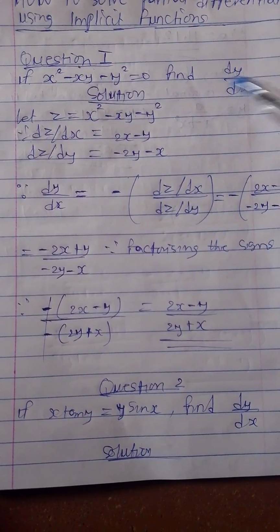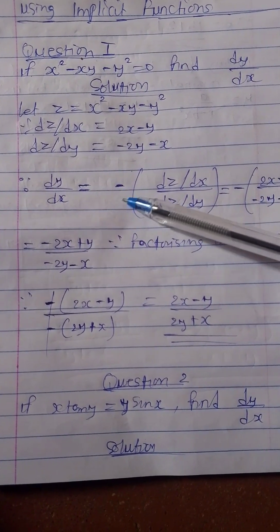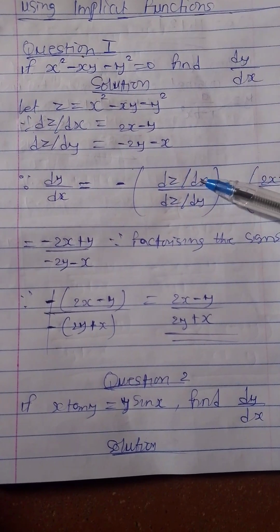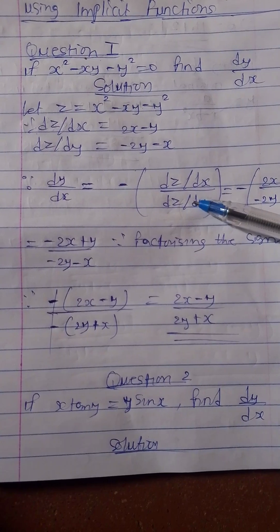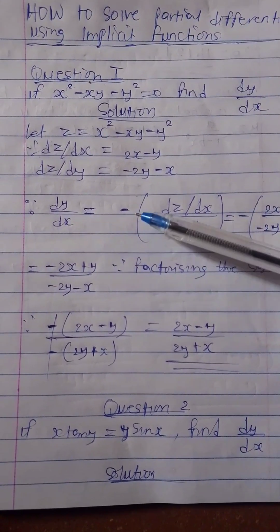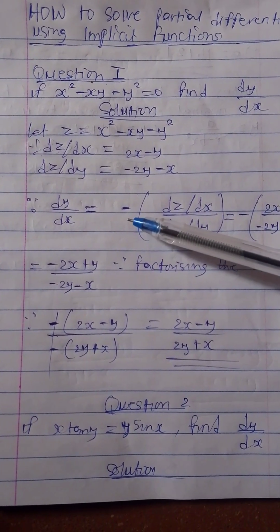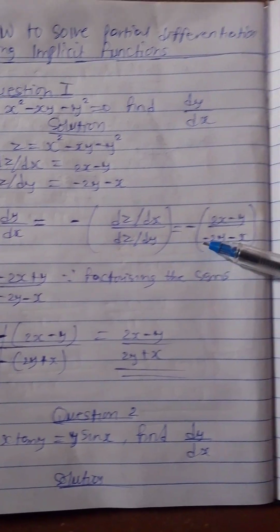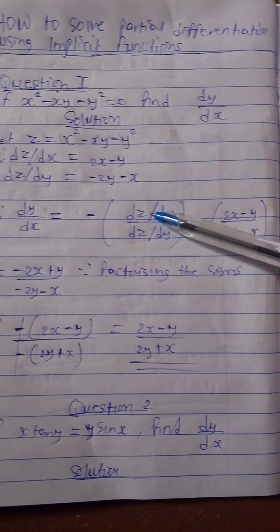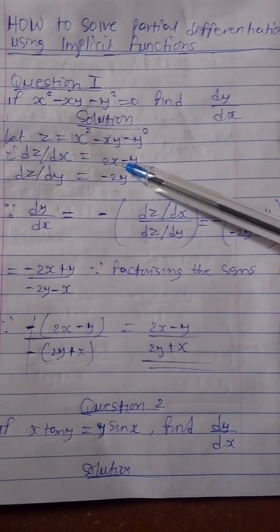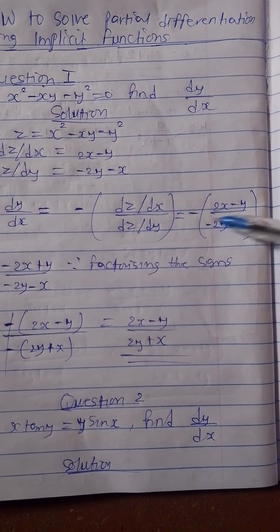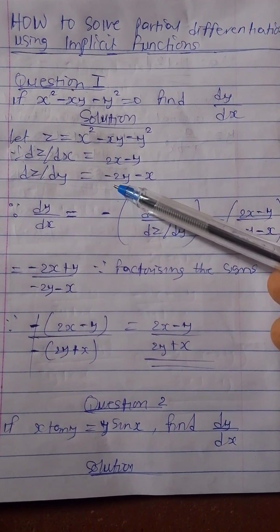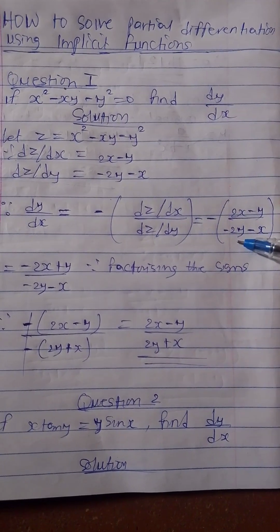So to find dy over dx is equal to minus bracket dz over dx all over dz over dy. This is the formula to find dy over dx using the implicit function. So that equals minus bracket, my answer for dz over dx was 2x minus y, over my dz over dy, which was minus 2y minus x.